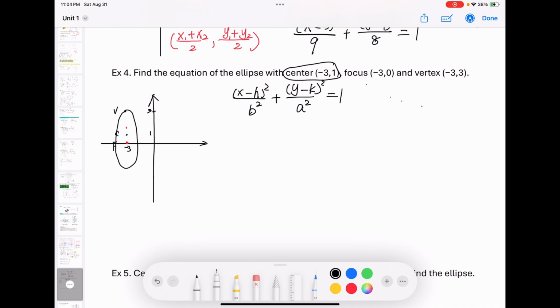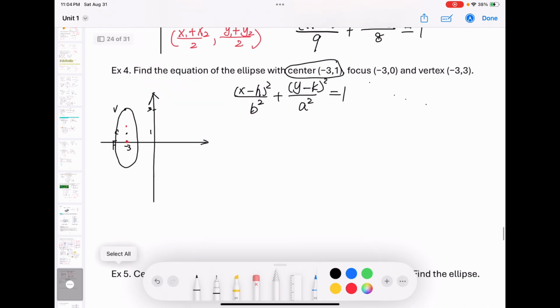And then the A and B. What is the A? A is the distance from my center to the top. From 1 to 3, what is that? So A is equal to 2, because from 1 to 3 is 2. And then what is the C? C is the distance from my center to the focus. I don't know this focus, but I know this focus. The y's value is 0. The distance from 1 to 0 is 1. So C is equal to 1.